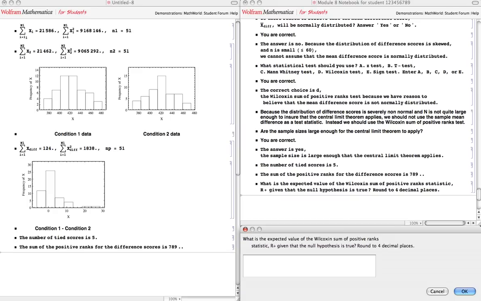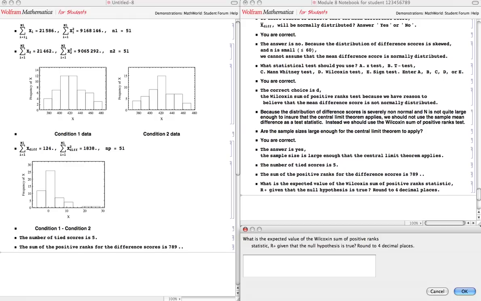Alright, the number of tied scores is 5. The sum of the positive ranks for the different scores is 789. What is the expected value of the Wilcoxon sum of positive ranks statistic R plus, given that the null hypothesis is true? It's equal to the number of scores that are left times the number of scores that are left plus 1, divided by 4.